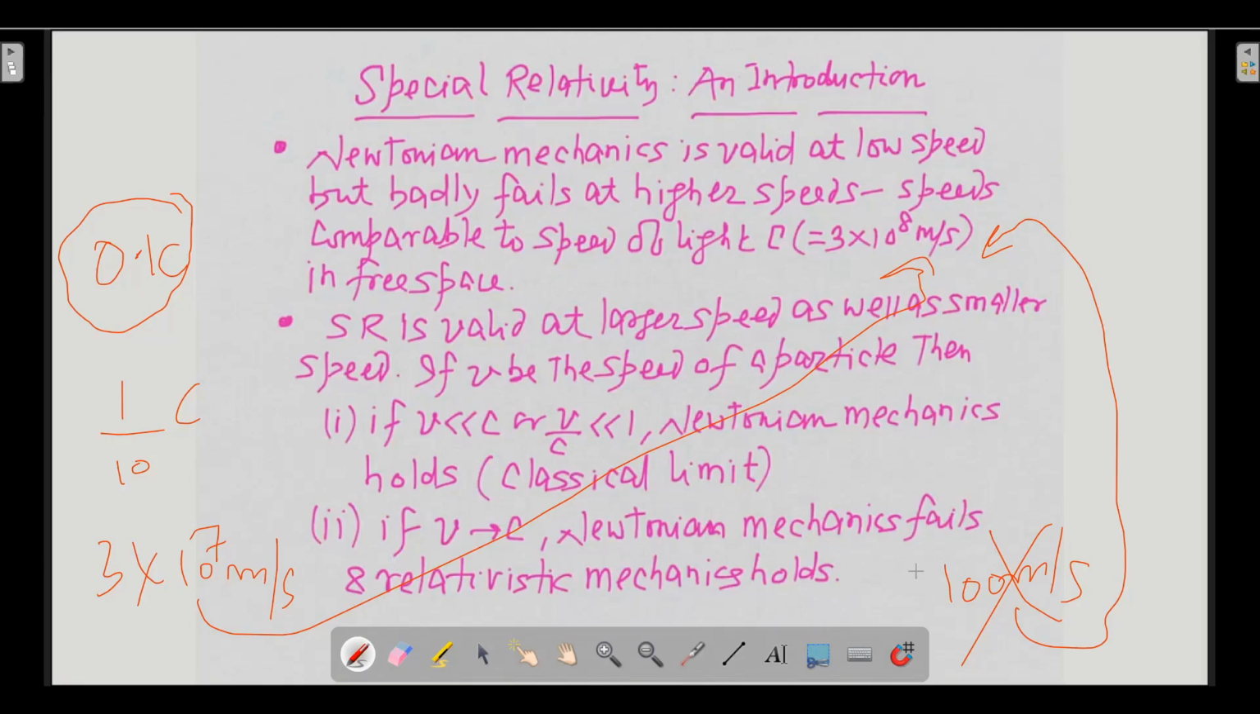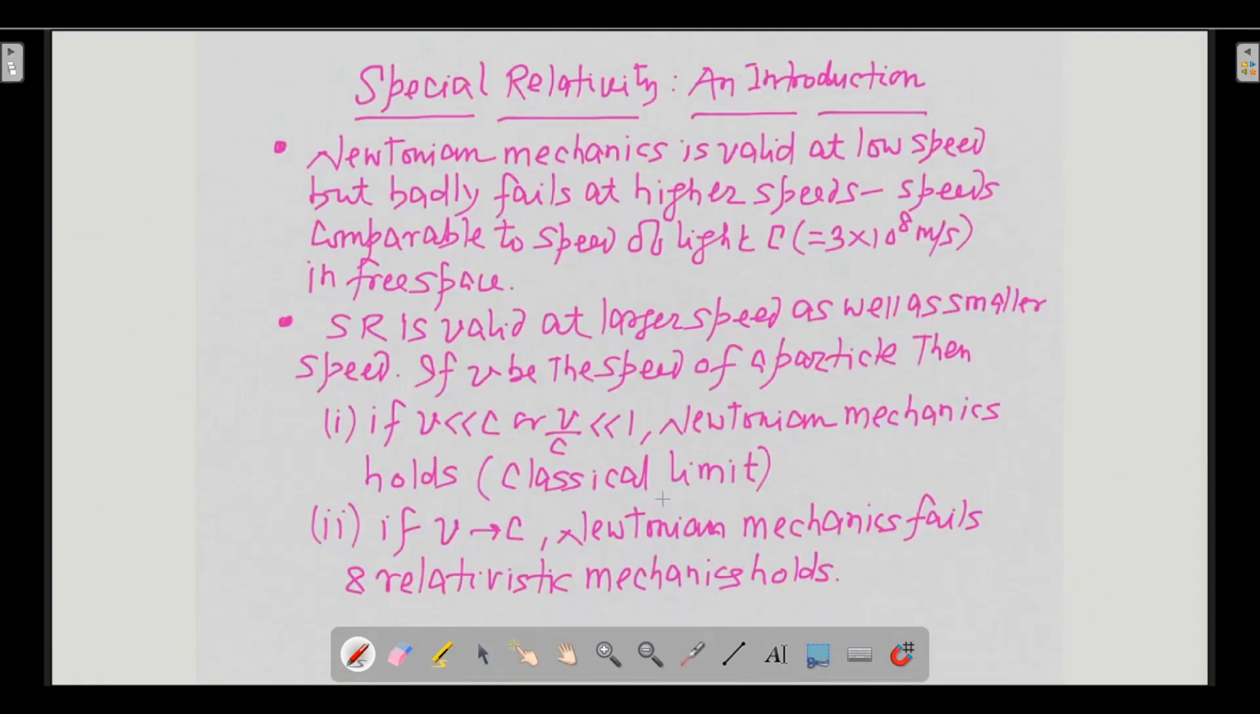So for an object moving with this velocity, classical mechanics will hold good. For this object which is moving at 100 meter per second, classical mechanics will hold good. But for this object which is moving with such a high velocity, classical mechanics will not hold good, and relativistic mechanics will hold good. This is the thing. Special relativity is valid at larger speed as well as smaller speed. So special relativity is more general as compared to classical mechanics.